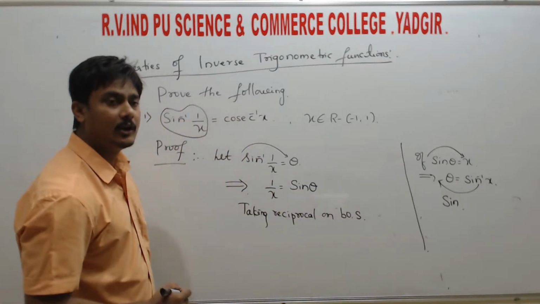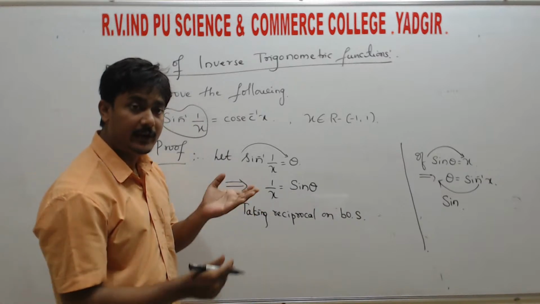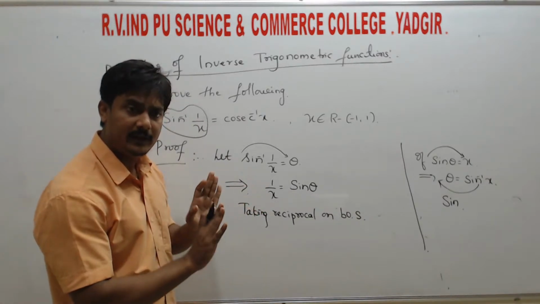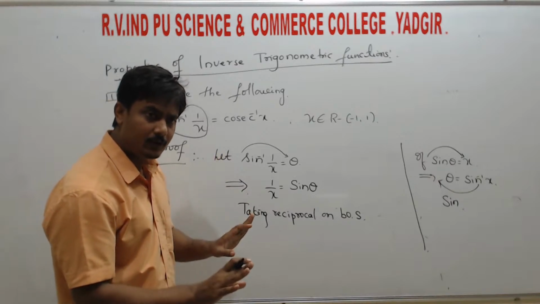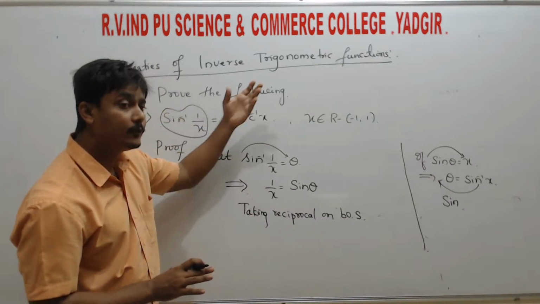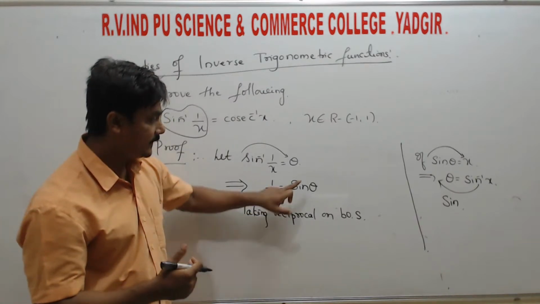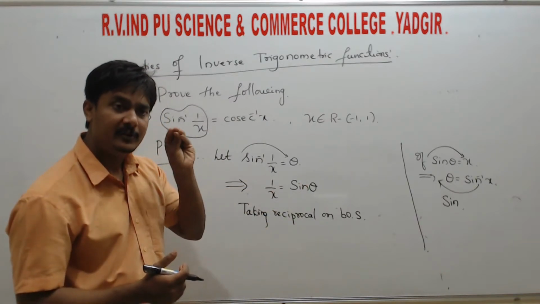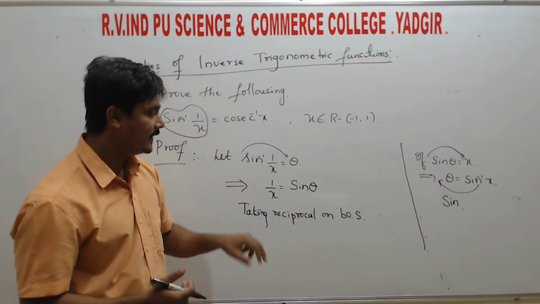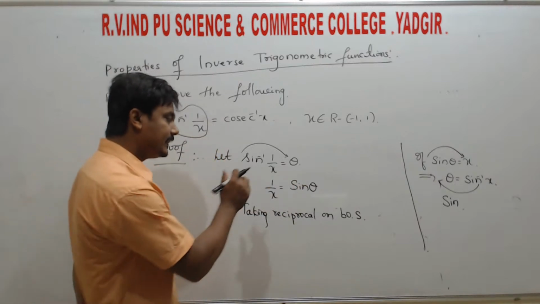Taking reciprocal on both sides. So you need not bypart it. You need not mug it out. We know that we want the answer in terms of cosecant inverse x. So I need 1 divided by sine. 1 divided by sine, as we know, is cosec theta. Is that not so, students? That's why on both sides we will take reciprocal.